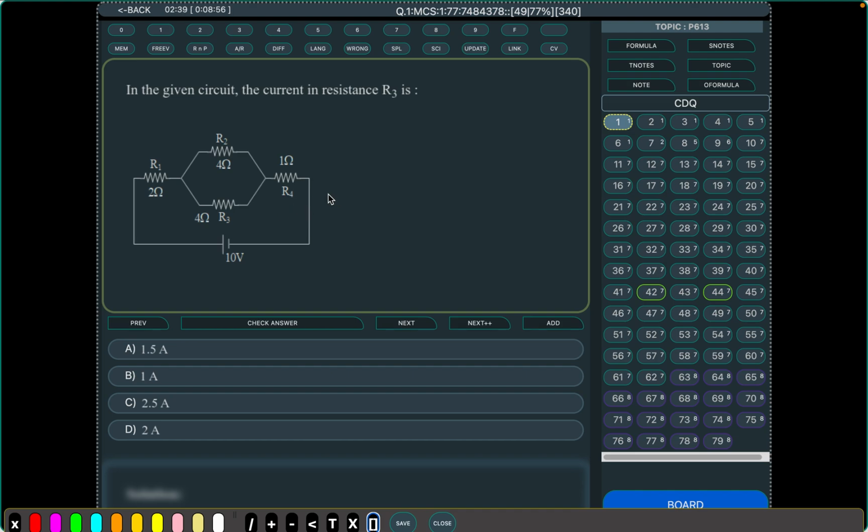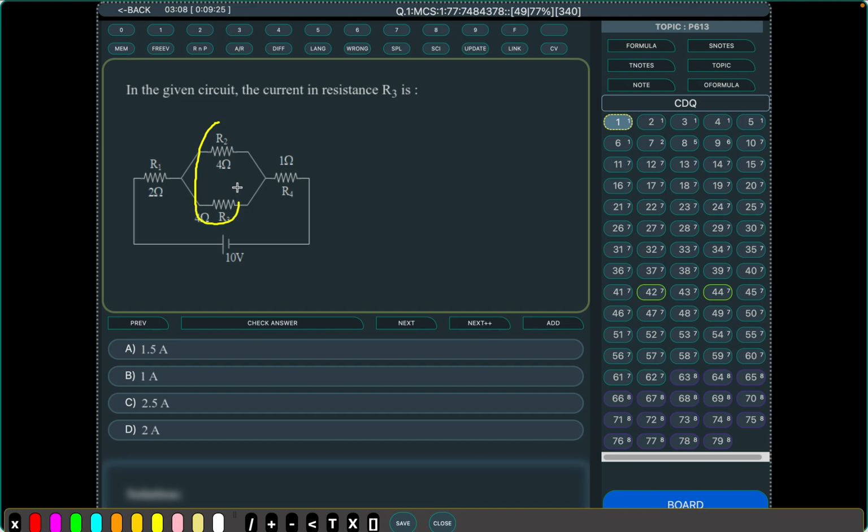So in this video we are going to solve two questions based on Ohm's law and series and parallel combination of resistances. In this question you can see that we have to calculate the current through R3. First we will calculate the total current, and then we will check how much current is flowing through one particular resistance. So first we need to calculate the equivalent resistance.